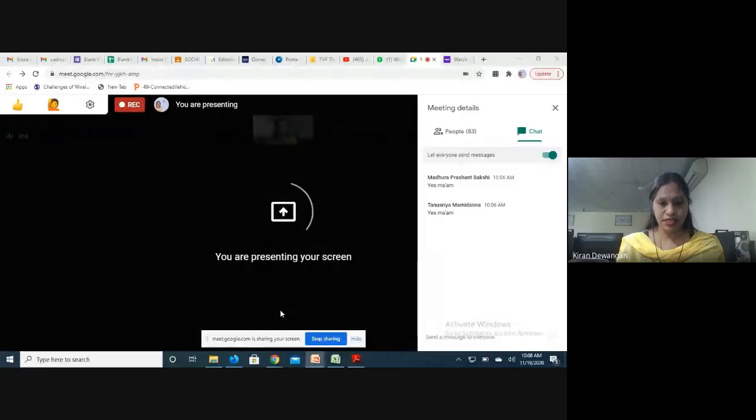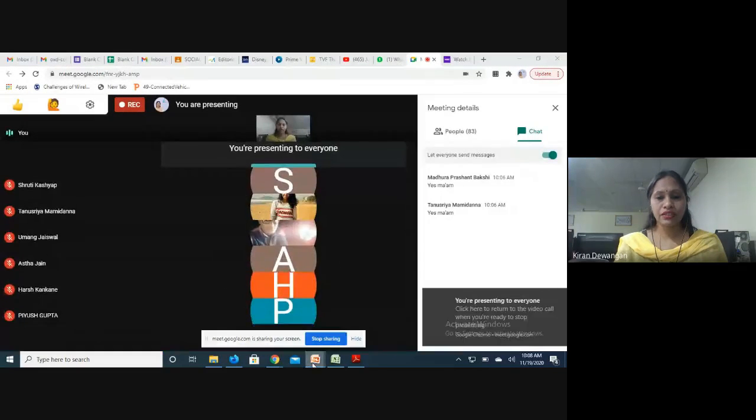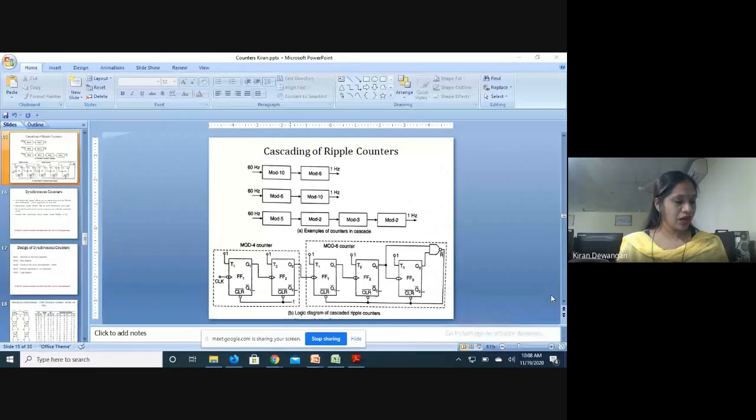Now today we'll study further, and we have seen about the cascading also, that we can even cascade the types of flip-flops. That is, if we are having a mod 6 and mod 10 flip-flop, we can even just take those flip-flops to design a bigger counter. Now this was the example that we were discussing in the previous class.